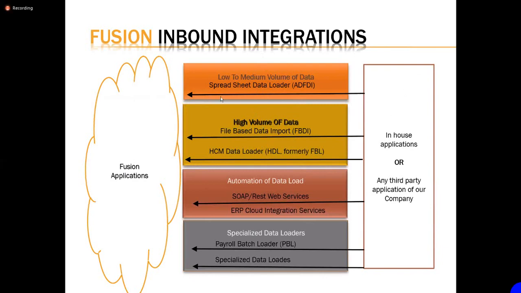The first one, when it's a low to medium volume of data, is typically the spreadsheet data loader. Spreadsheet data loader is where Oracle gives a provision to load the data using an Excel sheet. How do you get the Excel sheet? We can download the Excel sheet from the Fusion application itself, make your modifications, and upload the Excel sheet back to the Fusion applications. That's a spreadsheet data loader.